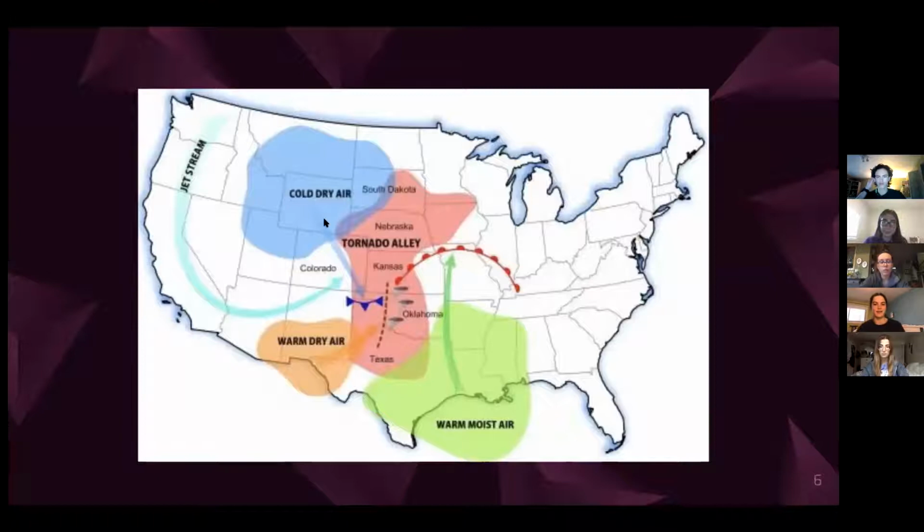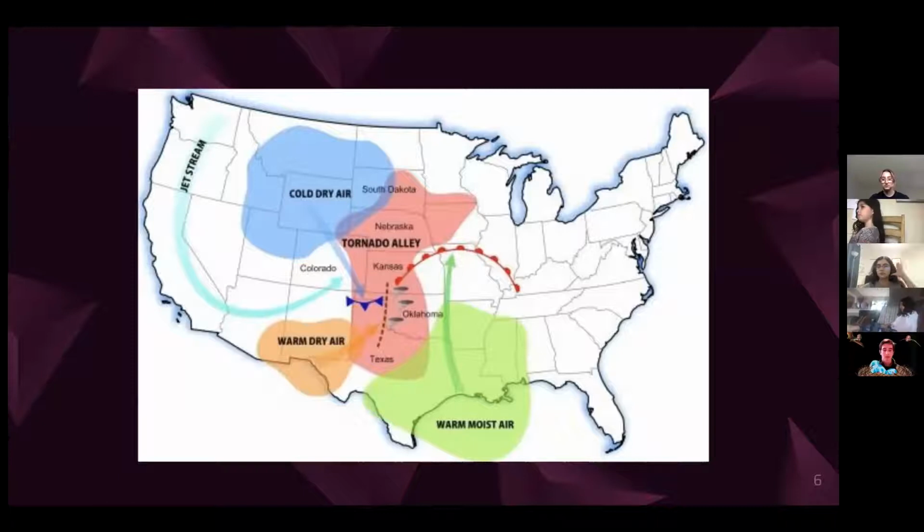This is a map of the United States, and I wanted to mention this briefly because there's something here. That red area is called Tornado Alley, and that's where most of the tornadoes take place in the United States. They usually happen in the late spring because that's when all the conditions are perfect to make a tornado. All of these different areas of warm air, warm moist air and cold dry air meet, and that's what creates the perfect conditions for these tornadoes.